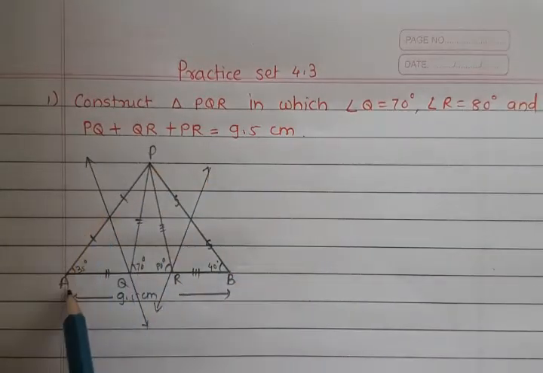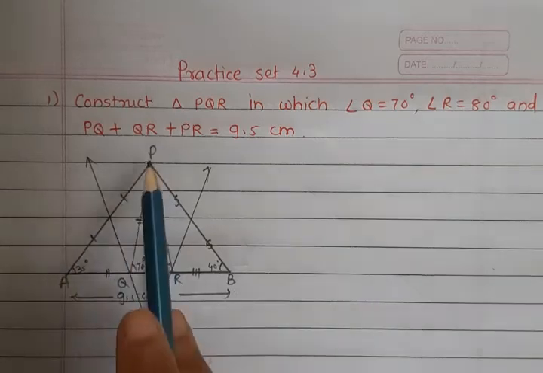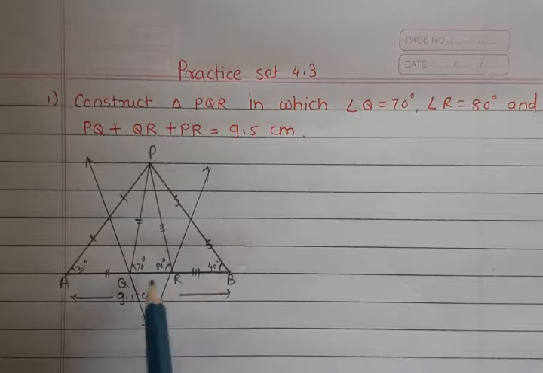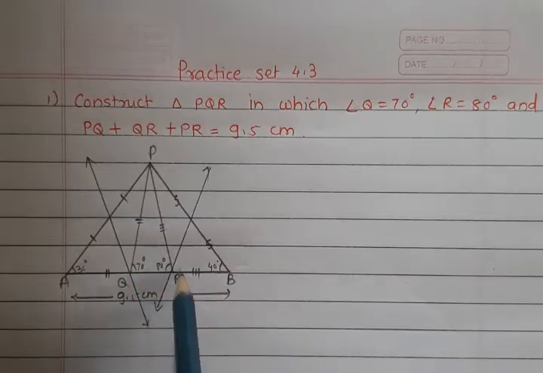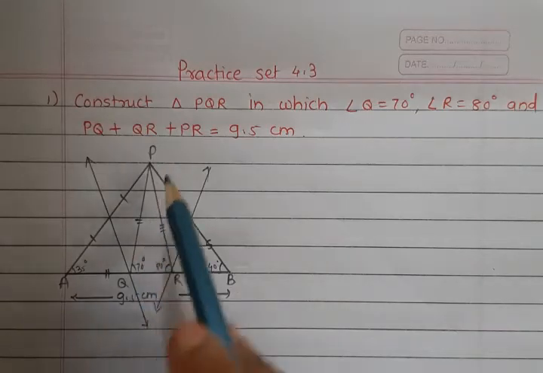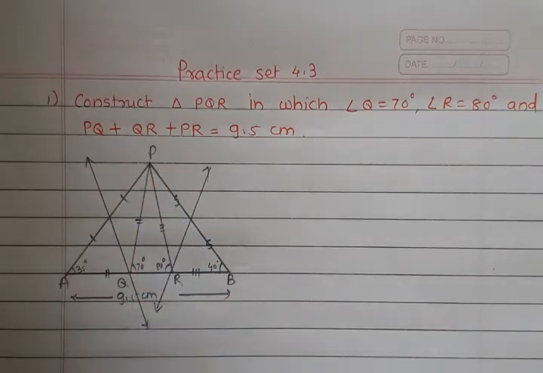Then we have to draw the perpendicular bisector of AP and perpendicular bisector of BP. Those intersect segment AB at points Q and R. And then afterwards we have to draw the segments PQ and PR, which is our required triangle PQR. Now we will do this actual construction stepwise.